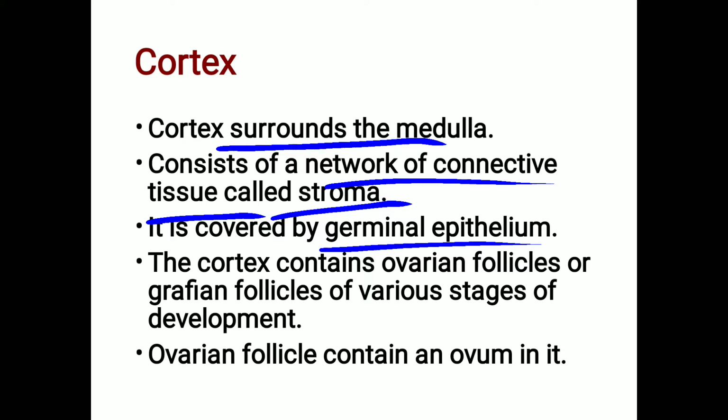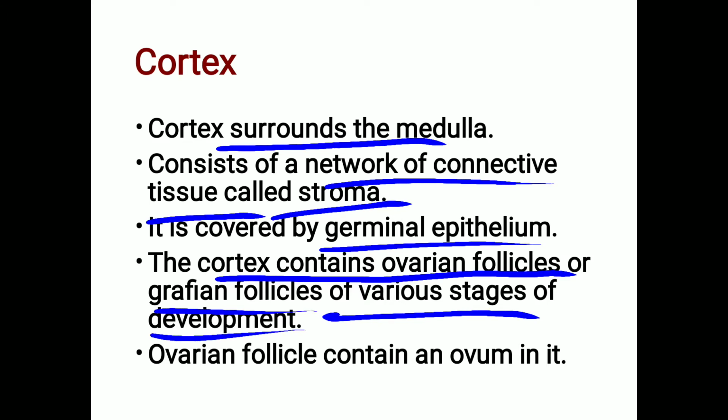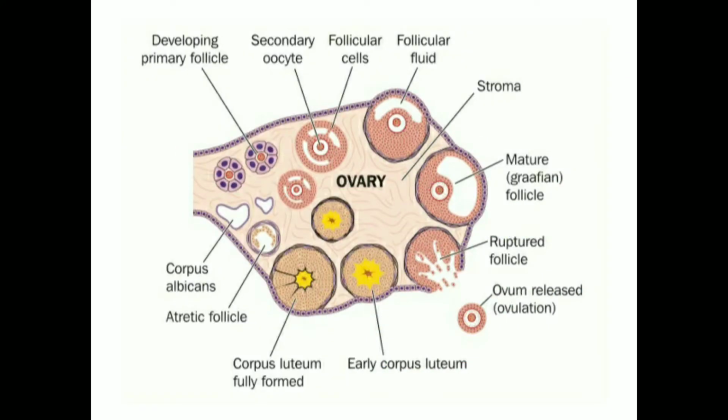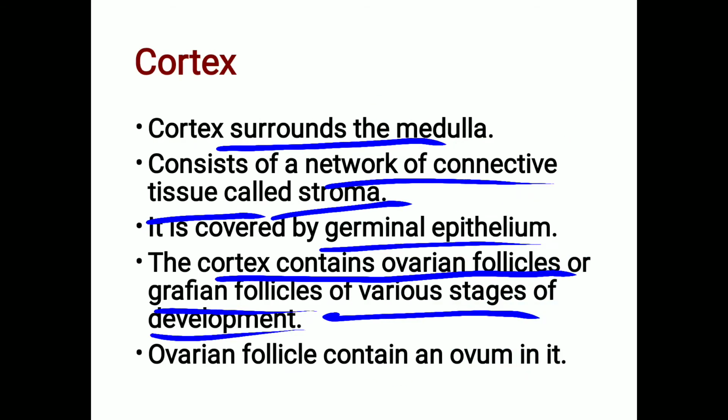The cortex contains ovarian follicles, or Graafian follicles, and these ovarian follicles are at various stages of development. Some are smaller, some are matured. You can see the primary follicles, then the secondary, then they develop into a mature ovarian follicle, of various sizes and stages of development.